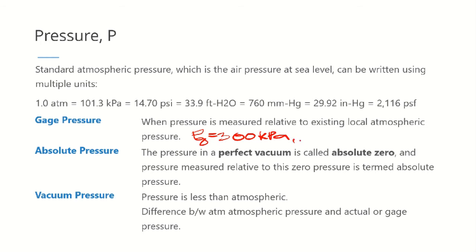Yung magiging absolute pressure mo is equal to, mag-a-add ka ng atmospheric pressure, which is 300 plus 101.3. So, more or less, nasa 400 or 401 kPa. So, ito yung absolute pressure. Itong 401. Yung 300, ito yung gauge. Yung 101.3 is the atmospheric pressure.